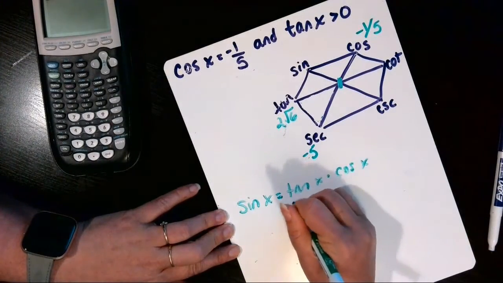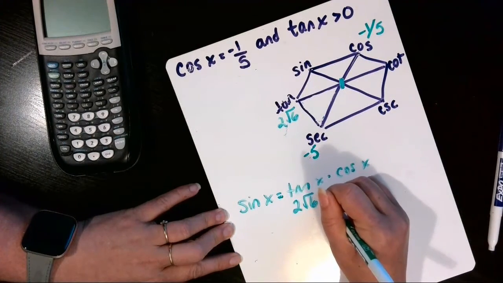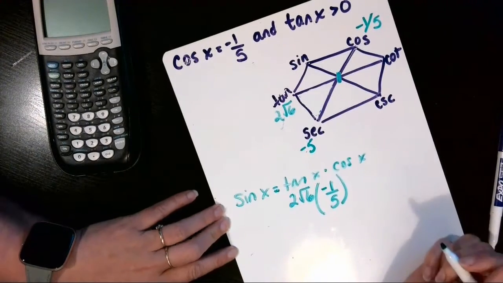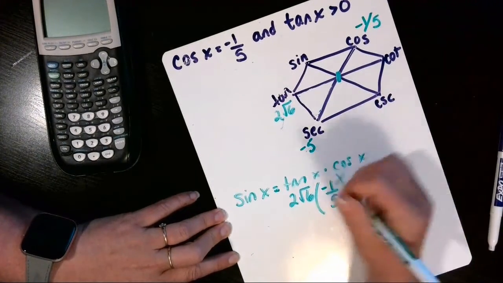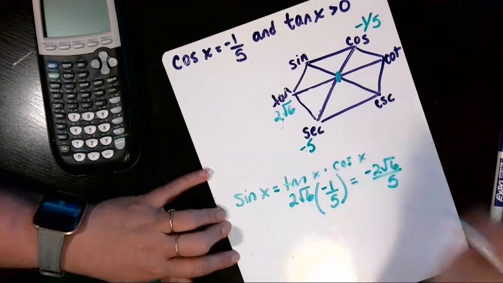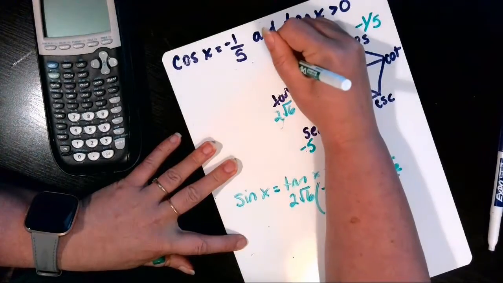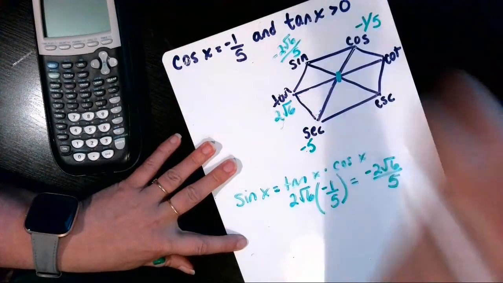And when I put in what I know, 2 square root of 6 for the tangent of x, and that's times -1 over 5 for cosine, and then we can multiply those fractions straight across, -2 square root of 6 in the numerator and a 5 in the denominator. So the sine is equal to -2 square root of 6 over 5.